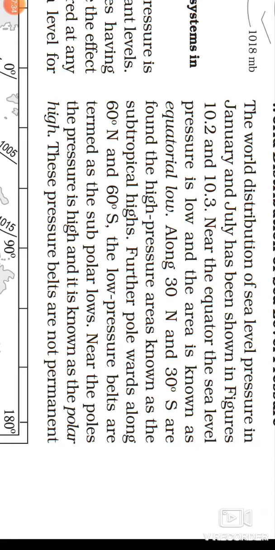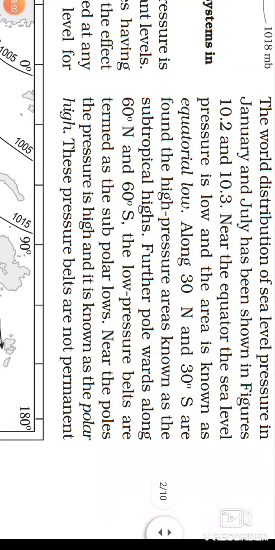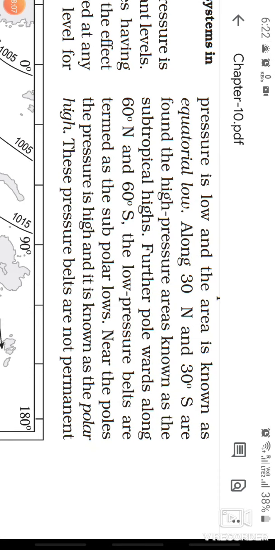belt. Okay, and from 30 to 60 north and 30 to 60 south we have the subpolar low pressure belt. Okay, and above 60 north and 60 south we have the polar high pressure belt that comprises the polar zones. So this is the variation of the different pressure belts on the surface of earth.